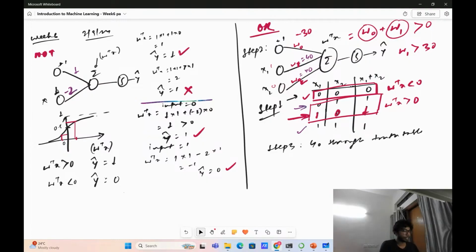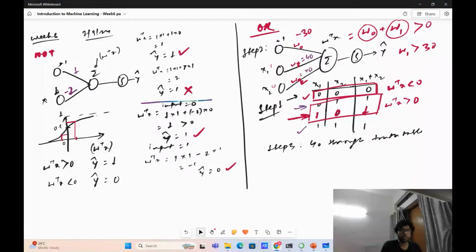one row at a time, step by step. As we saw in the first case, when both are 0, we fix the weights. We could fix only W0. Then we went to the next row of the truth table and fixed W1. Then we go to the next row, fix W2, and so on. This is stepwise. You can go through the truth table and find the weights. So this is one way.